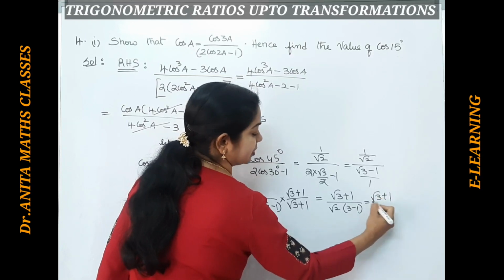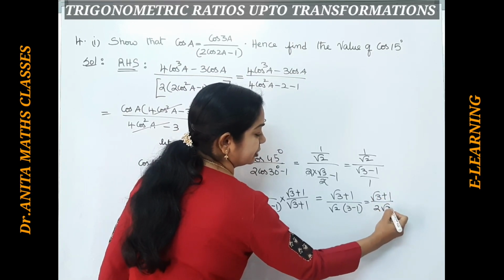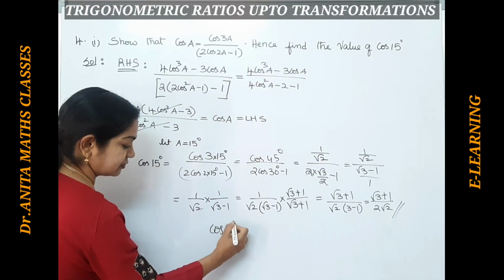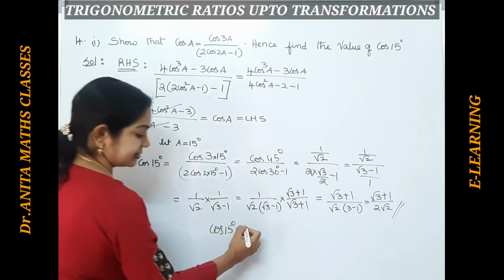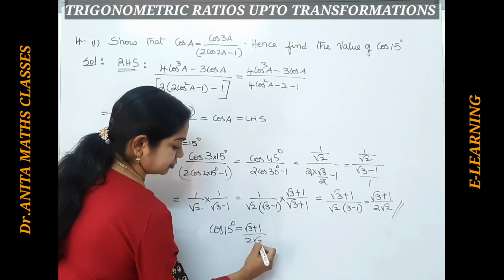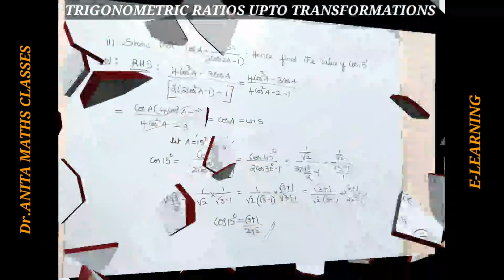Root 3 plus 1 divided by 2 root 2 is the value of cos 15 degrees. So cos 15 degrees or sin 75 degrees is root 3 plus 1 by 2 root 2, which is the final answer. Pause the video and note it now.